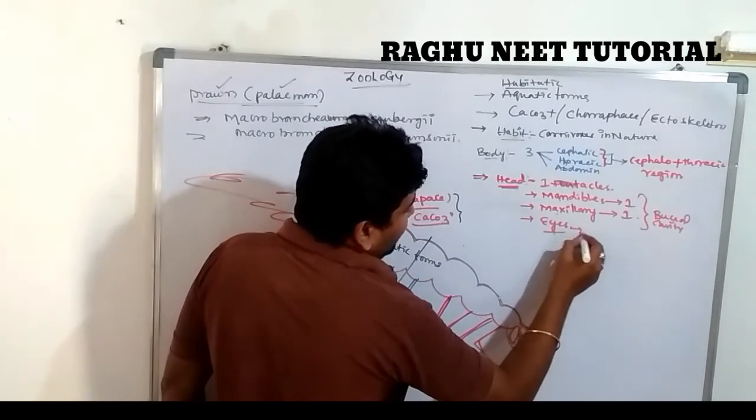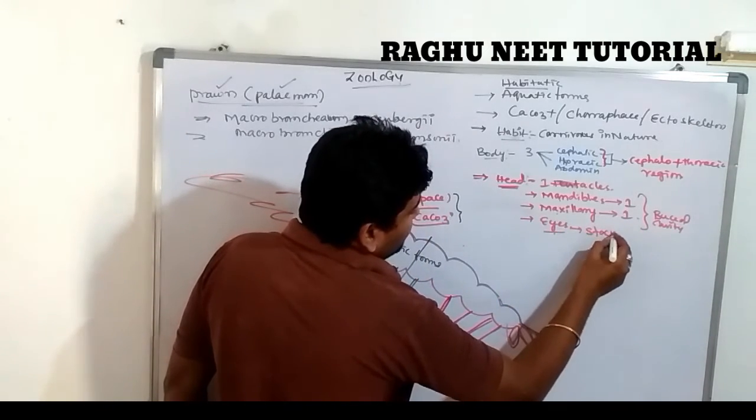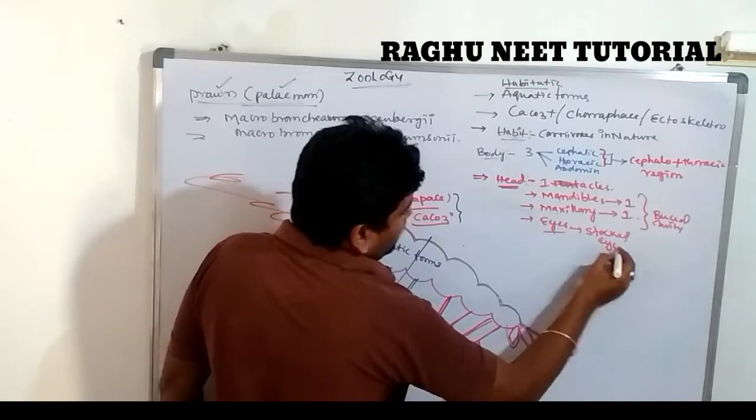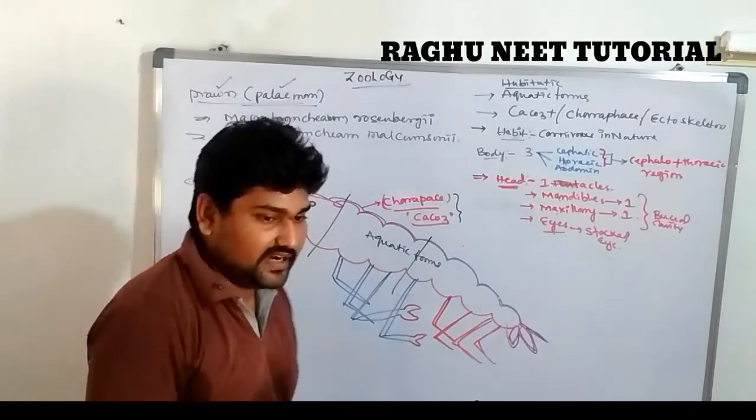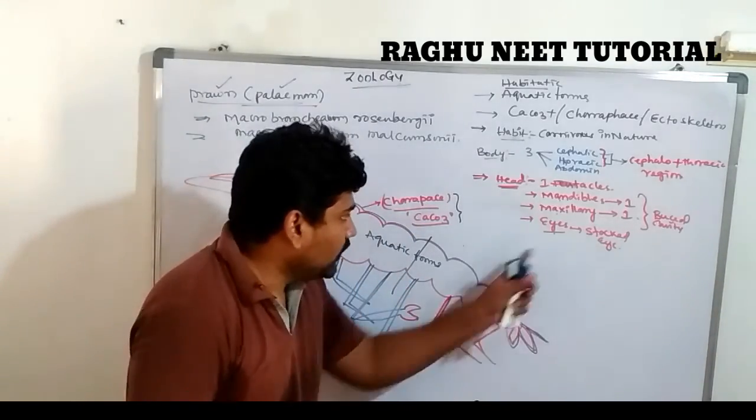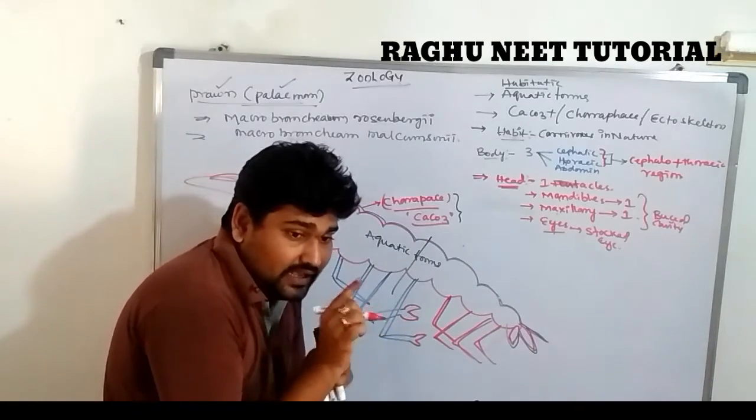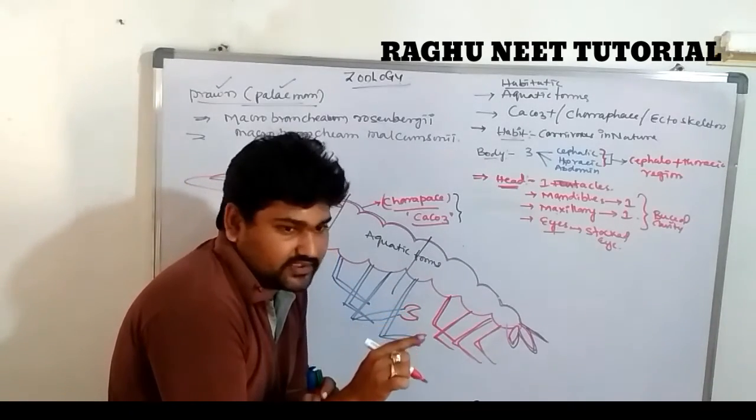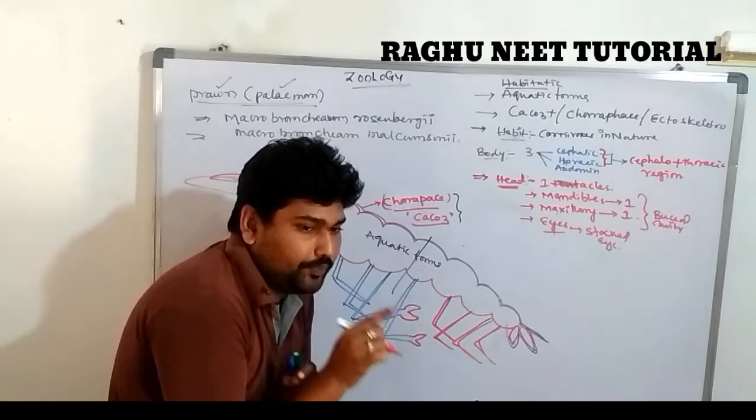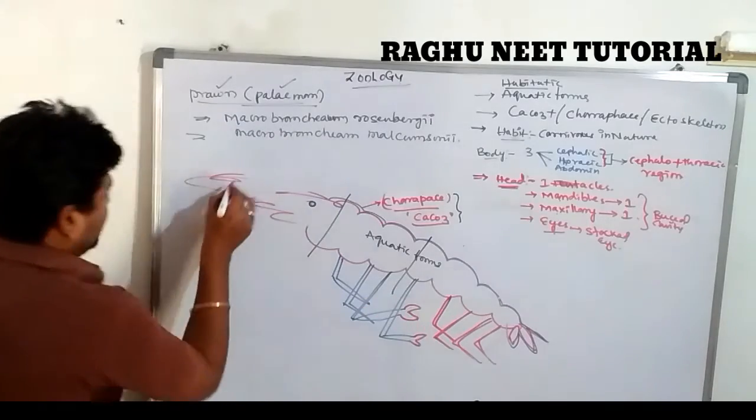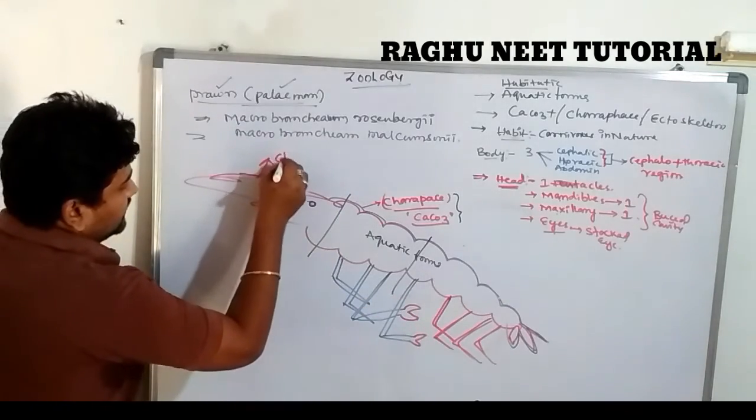These are common in the stalked eye. The stalked eye looks like a stalk placed on the cephalic region. That is called a stalked eye. Okay, clear. So on the front of the head, there is a chitinous, sharp pointed portion. This is known as the carapace.